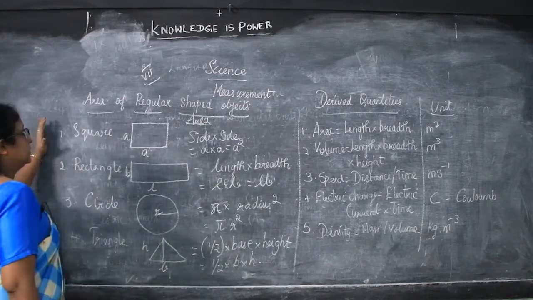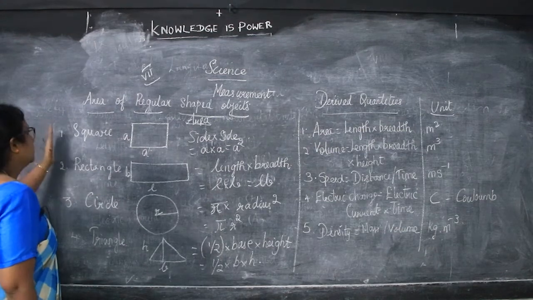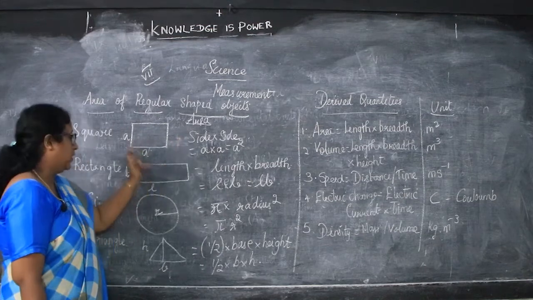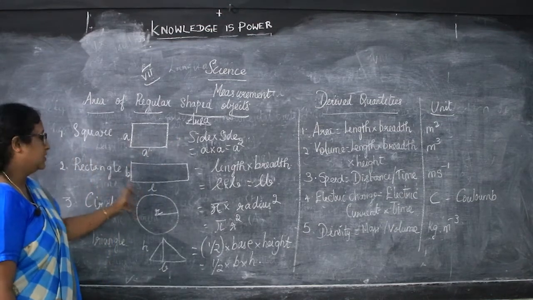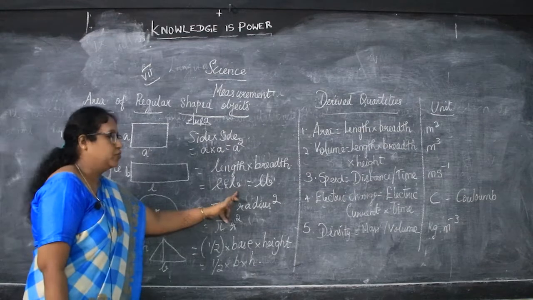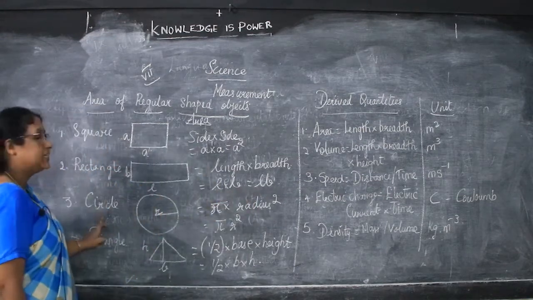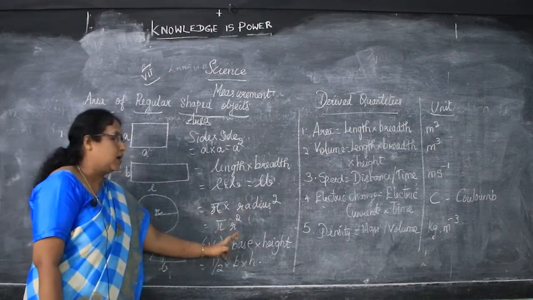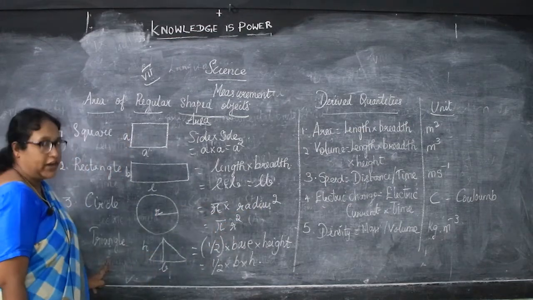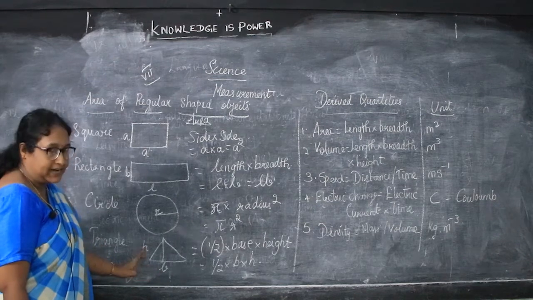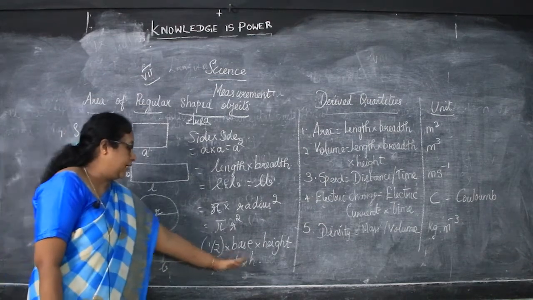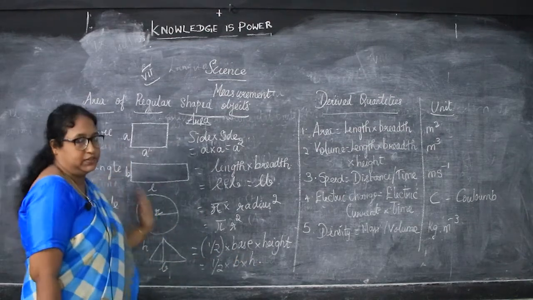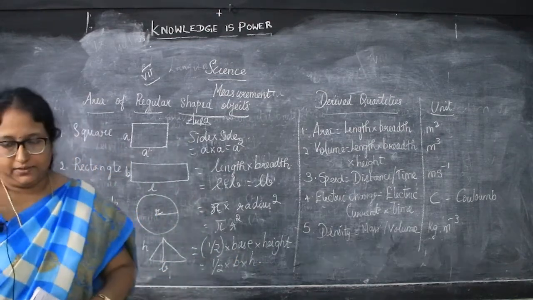So once again we will see the area of regular shaped objects. First is square, side into side, that is A into A, A square. Then rectangle, length and breadth, that is L into B gives you LB. Then circle, radius. So pi into radius square, that is pi R square. The next, triangle, base and height, half into base into height is half into B into H. Now take down in your notebooks, children. This is important, learn.